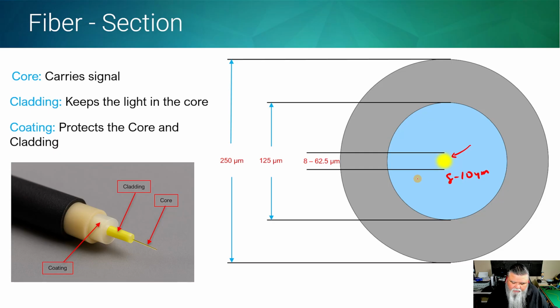And then wrapped around that, of course, is the cladding, and the cladding sits at about 125 microns. Then wrapped around that is the coating, which is out to 250 microns. We are seeing versions of the fiber that are down to 200 microns for really high count, small cable deployments. And that's what we're seeing right now from a cable geometry perspective.